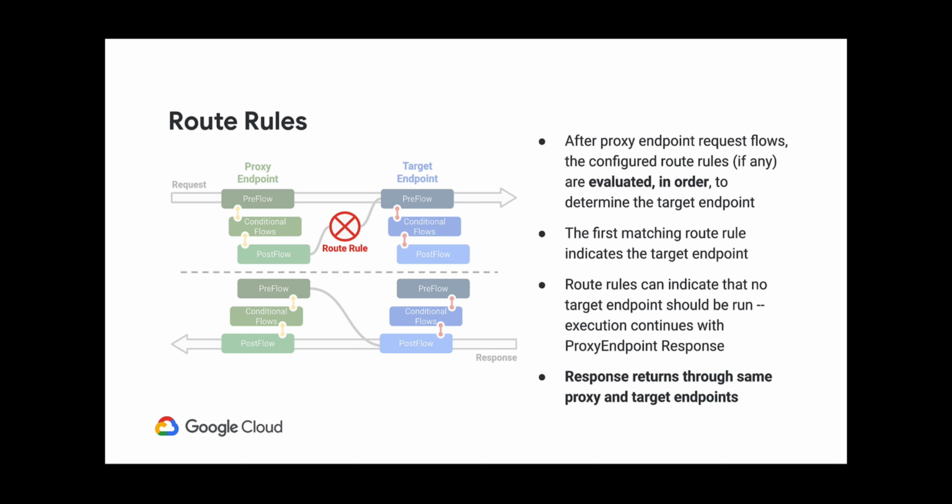So how does Apigee actually decide on which target endpoint to use, especially when there are multiple? Well, that's where route rules come in. So after the proxy endpoint request flow, the required route rules are evaluated in order to determine the appropriate target endpoint for a given request. And then the first matching route rule is the one that's used.